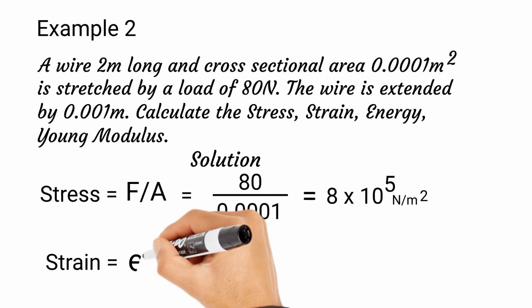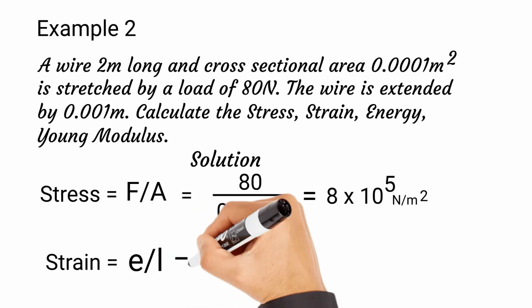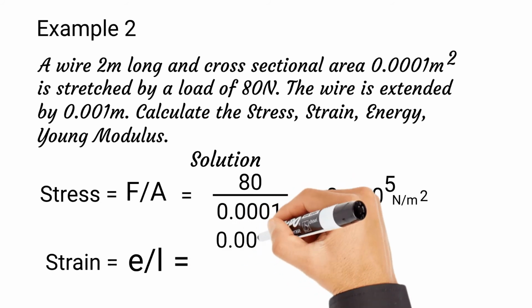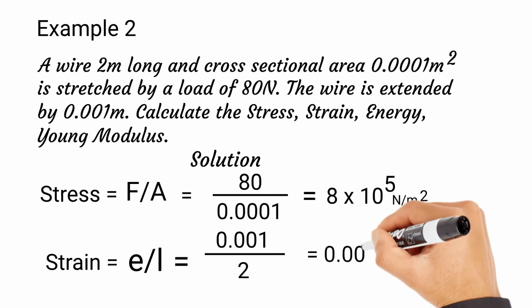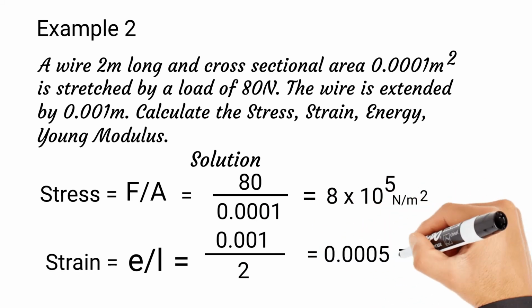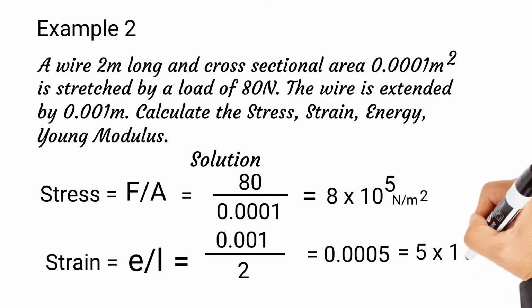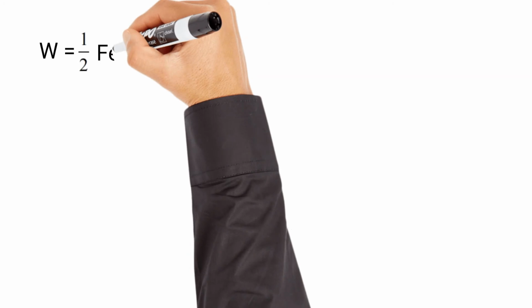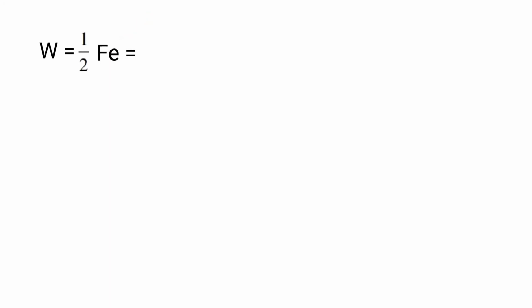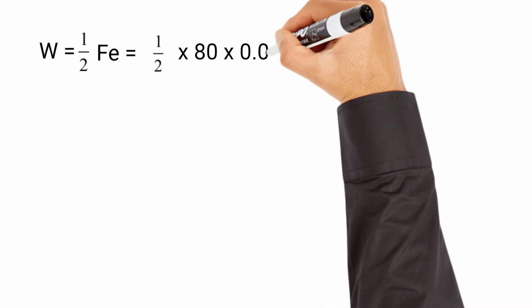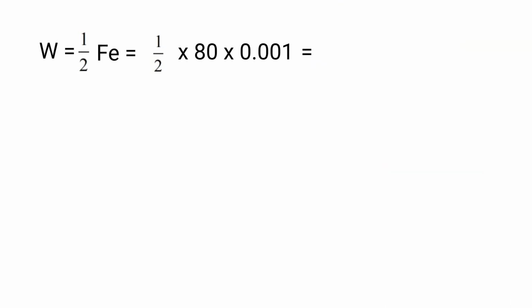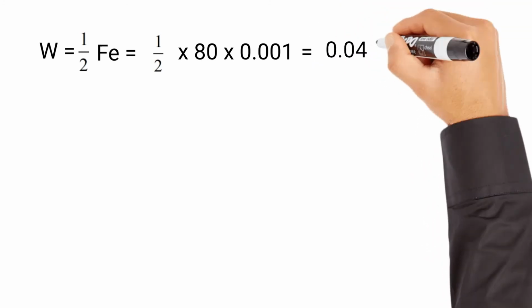For strain, we use extension over length. The extension is 0.001, over 2, will give us 0.0005. If we change it to standard form, we're going to have 5 times 10 to the power minus 4. For the work done or energy, we can use half Fe. So 1 over 2 times the force, 80, times the extension, 0.001. When we multiply, we're going to have 0.04 joule as our work.